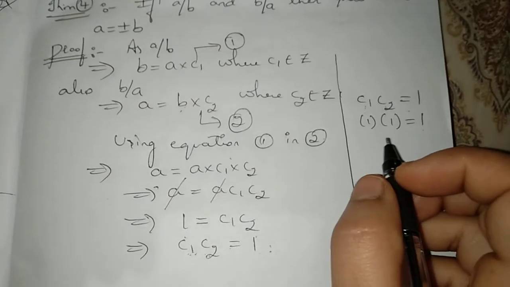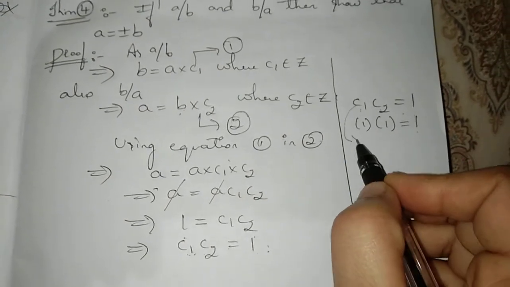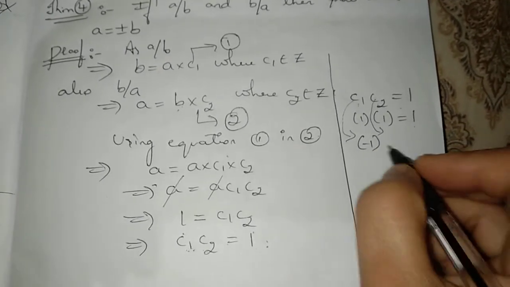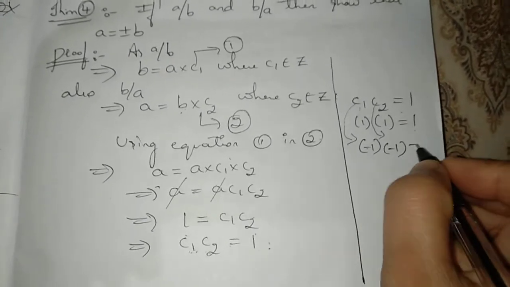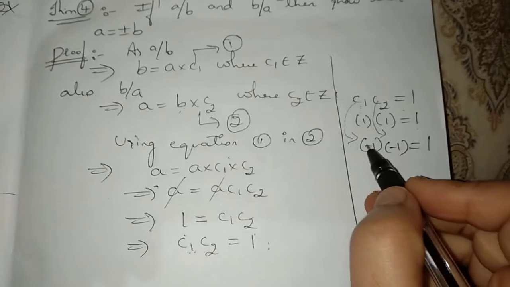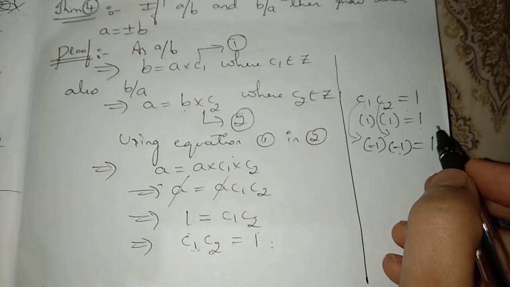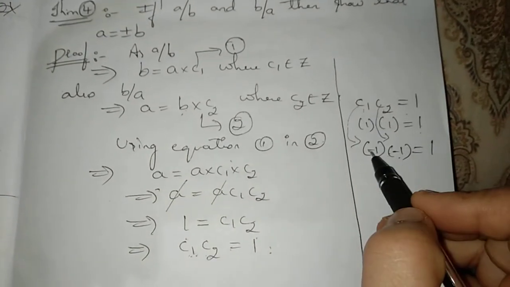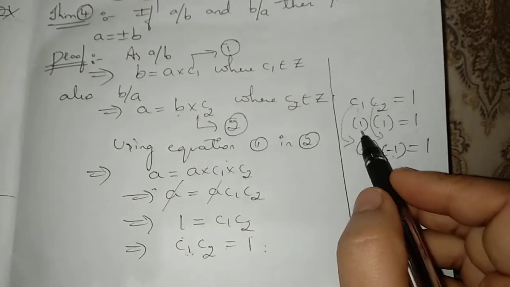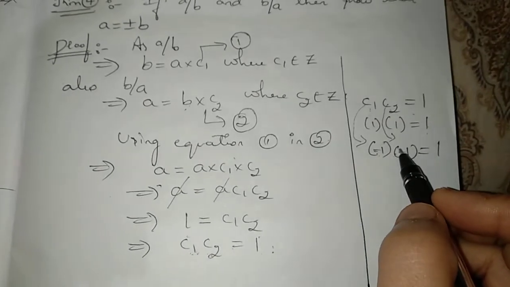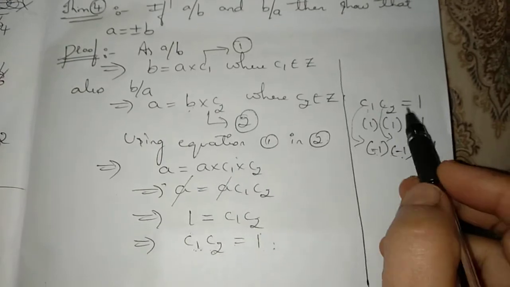Any other possibility is there? Yeah, it is there. You can see here C1 is minus 1 and C2 is minus 1, and this is 1, so minus into minus is plus 1, so 1 is equal to 1. So here also 1 is equal to 1. So when C1 is plus or minus 1 and C2 is plus or minus 1, this condition holds.